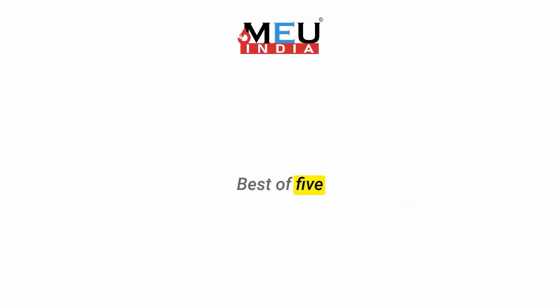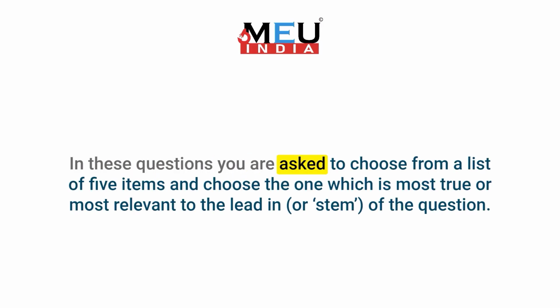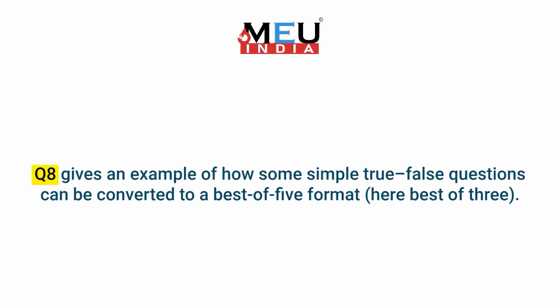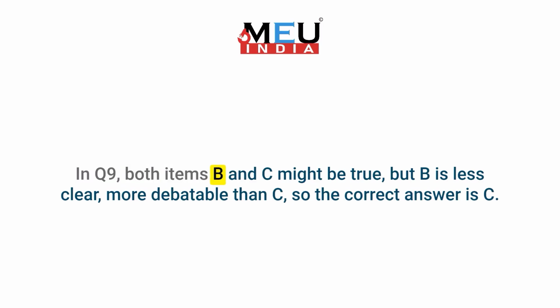Best of 5. In these questions, you are asked to choose from a list of 5 items the one which is most true or most relevant to the reading of the question. This allows for uncertainty and some degree of judgment. Q8 gives an example of how some simple true, false questions can be converted to a best of 5 format. In Q9, both items B and C might be true, but B is less clear, more debatable than C, so the correct answer is C.